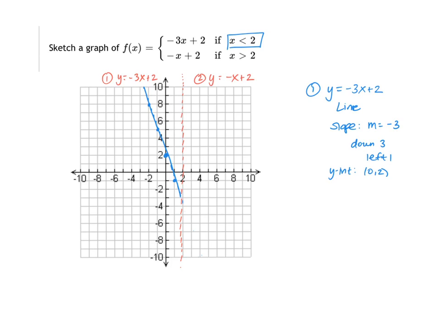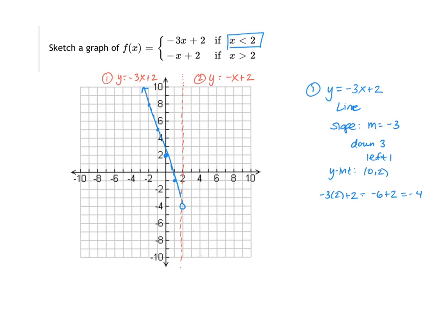And then I'm going to think about where that open circle should be to finish off this piece of the graph. So we have a point that's going to be here at (2, negative 4). We could see that from our down 3 and left 1. Another way to think about that is if you plug in 2, negative 3 times 2 plus 2 is negative 6 plus 2, or negative 4. So that's where that open circle at (2, negative 4) is coming from.